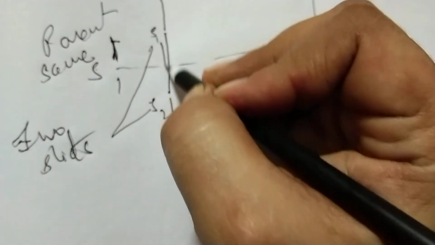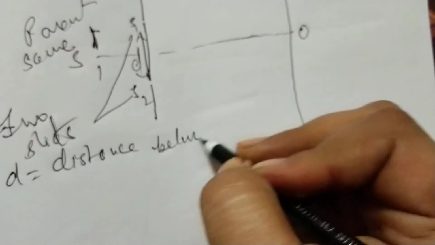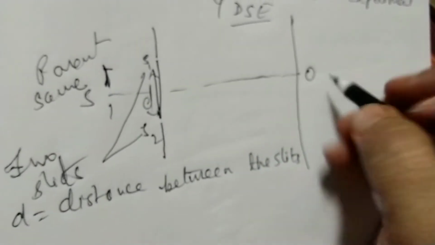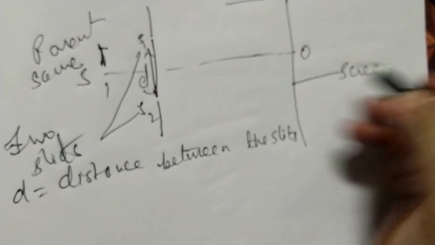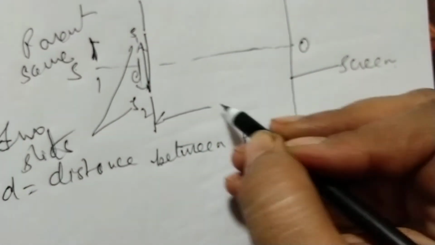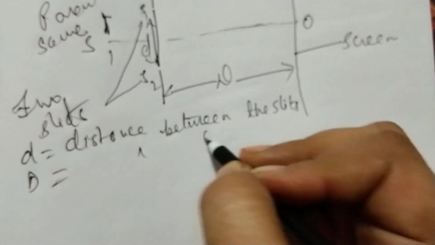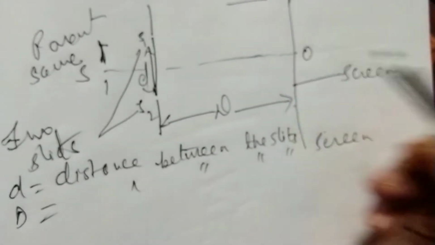The distance between the two slits we take as small d. So what is small d? The distance between the slits. This is your screen, and the distance from the slits to the screen is capital D. So what is capital D? The distance between the slits and the screen. From here to here the distance is capital D.